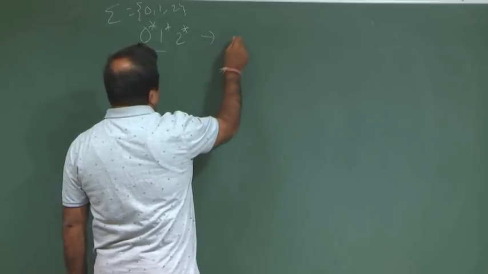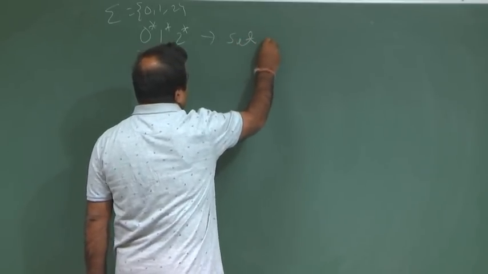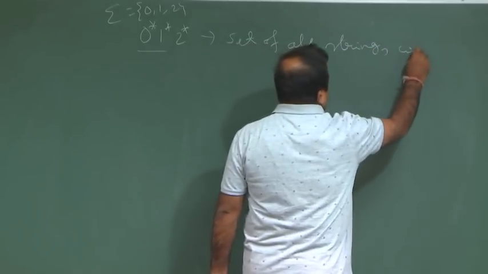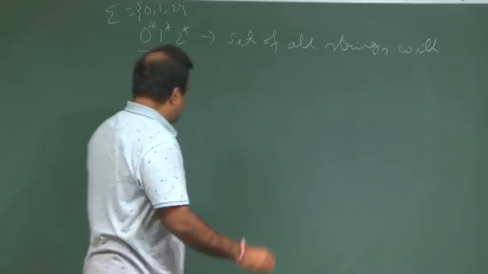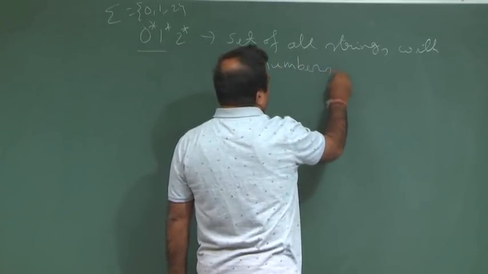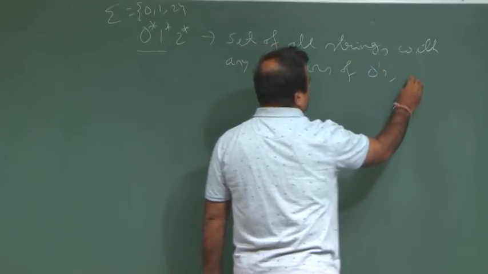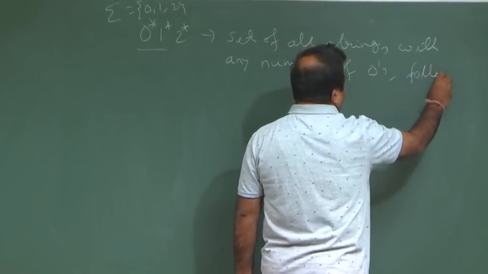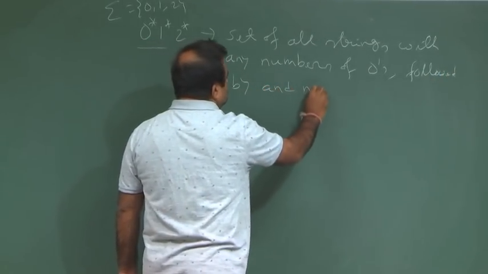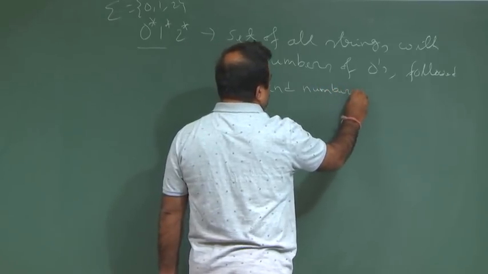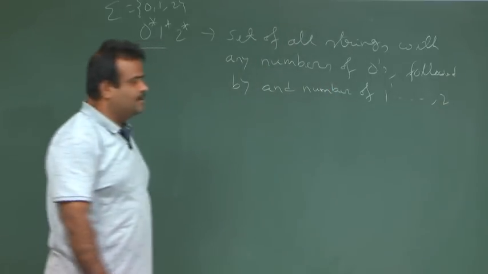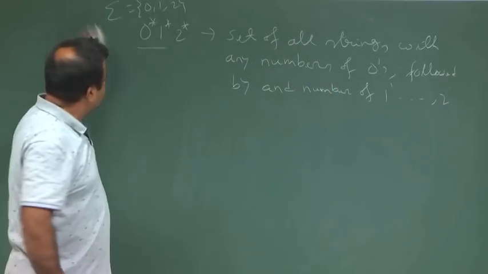the language is the set of all strings with any number of zeros followed by any number of ones followed by any number of twos. Okay. So, any such string will come here.